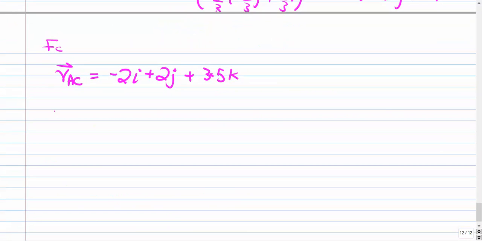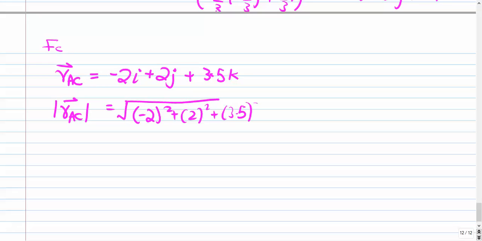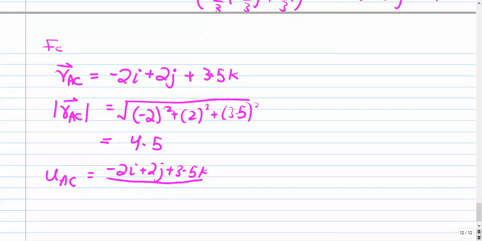So now that we have our length vector, we will find the magnitude of the length vector using the same magnitude formula. And we get 4.5. Now we can find the unit vector from the point A to the point C, and dividing the length vector by its magnitude, we get negative 4/9 i plus 4/9 j plus 7/9 k.